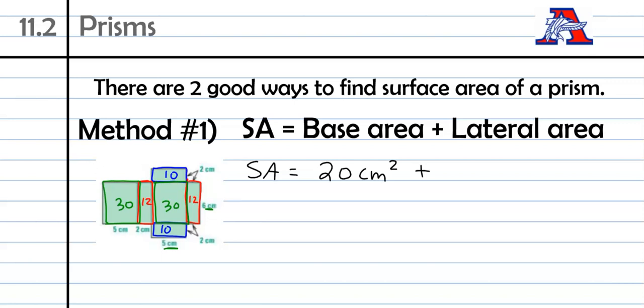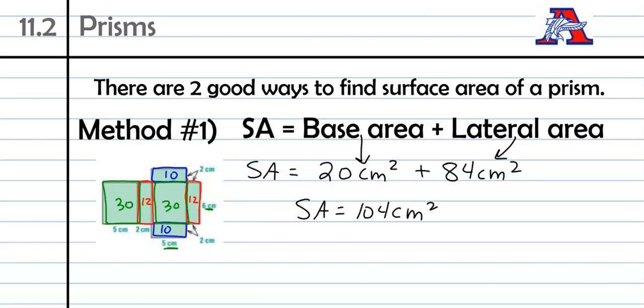Our lateral area is 2 30s, which is 60, and 2 12s, which is 24. So altogether, 84 centimeters squared. Okay, so this is our base area. This is our lateral area. So altogether, our total surface area would be 104 centimeters squared.